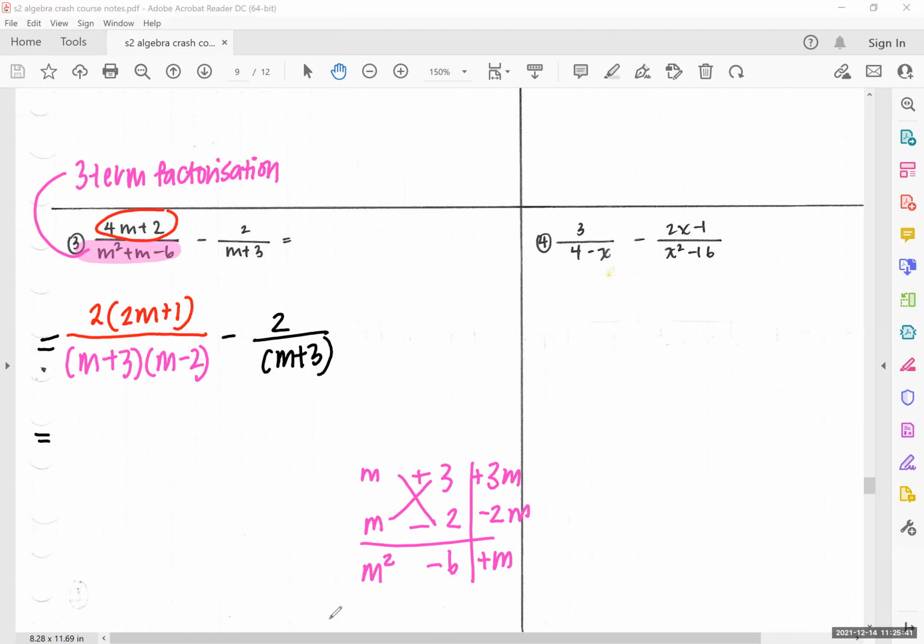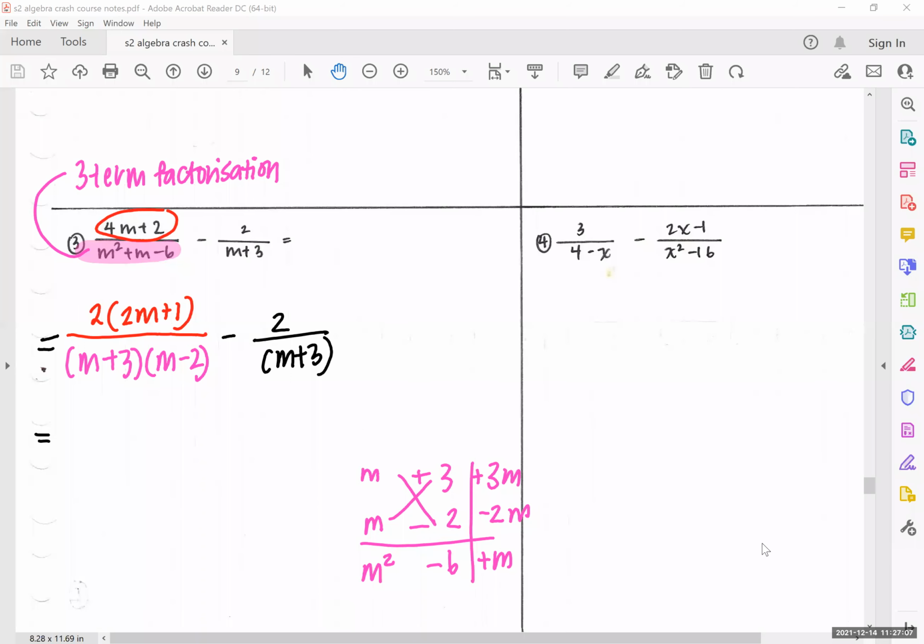If you're done, you can put down your pen, then I know you are done. So right now, guys, can you see, are the denominators the same? No, they're not the same. Because this one is missing m minus 2, right? So at the end of the day, it'll just become m plus 3, m minus 2.